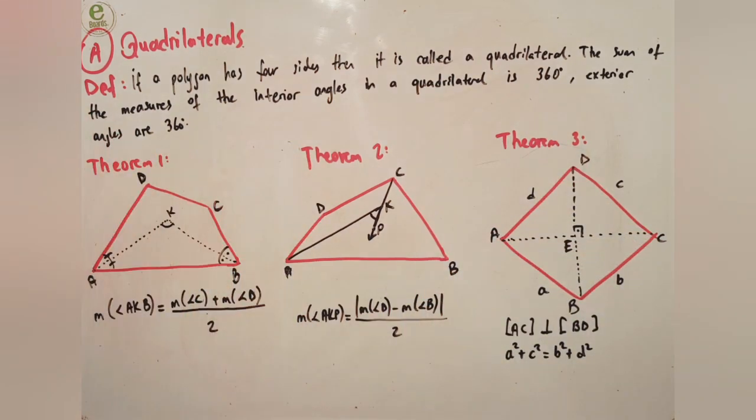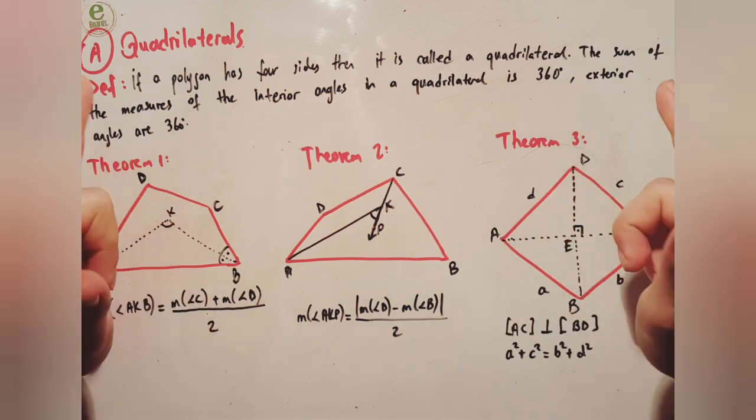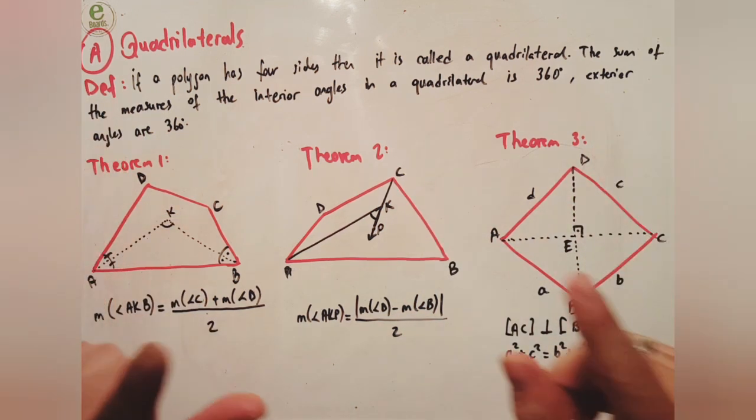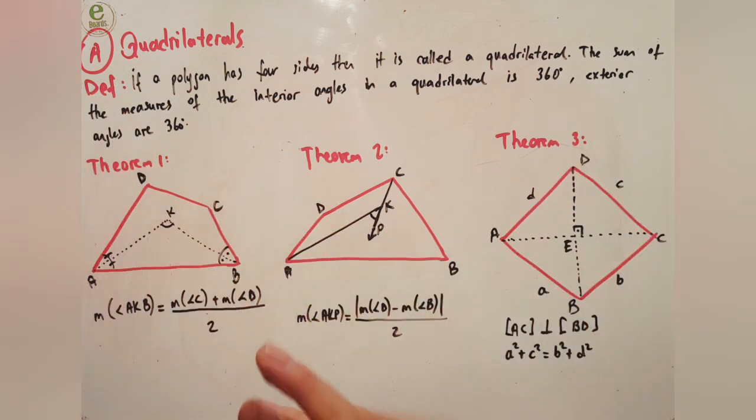Anyway, we can start with the definition of the quadrilaterals. If a polygon has four sides, then it is called a quadrilateral. The sum of the measures of the interior angles in a quadrilateral is 360 degrees. Exterior angles are 360 degrees.